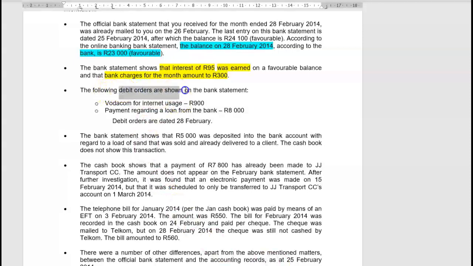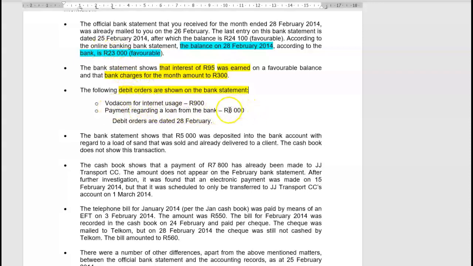The following debit orders are shown on the bank statement. Now, a debit order is a payment that went through your bank account. So obviously that is also something that you will account for after you've received your bank statement, and they want to know what the balance is of your ledger account before any such adjustment entries were passed. So internet usage charges, 900 Rand. Again, what did it do to the bank statement balance? It reduced it, so I'm obviously going to add it back.